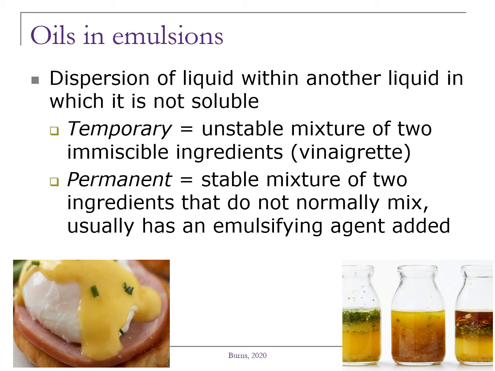The second type of emulsion are the permanent emulsions. Permanent emulsions are a stable mixture of 2 ingredients that normally do not mix. They do not separate out when left standing. Okay, many times a permanent emulsion has an emulsifying agent added. Examples of permanent emulsions, we've got the hollandaise sauce, which is the picture there on the left, and mayonnaise.